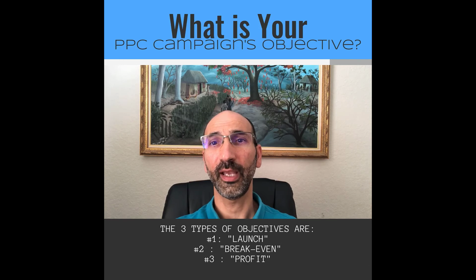So, to recap, there are three types of objectives you should know. One, the launch campaign. Two, the break-even campaign. And the third one, the profit campaign.